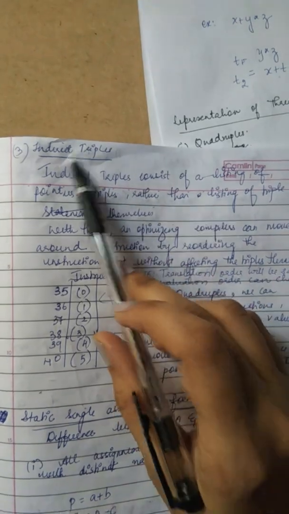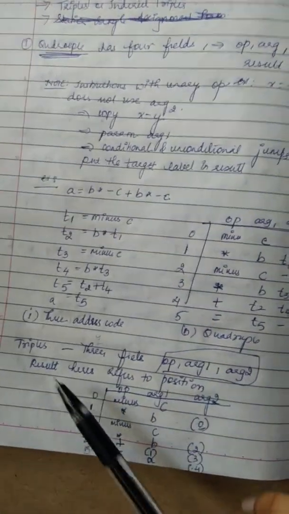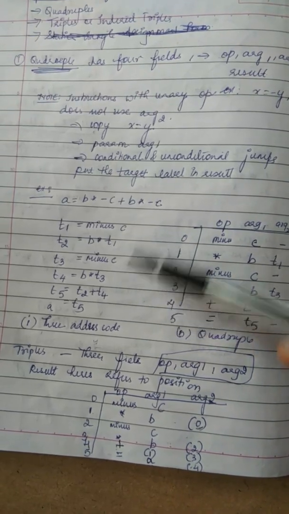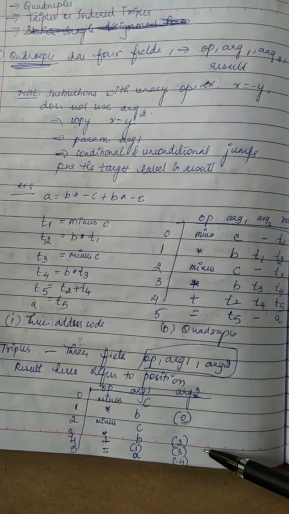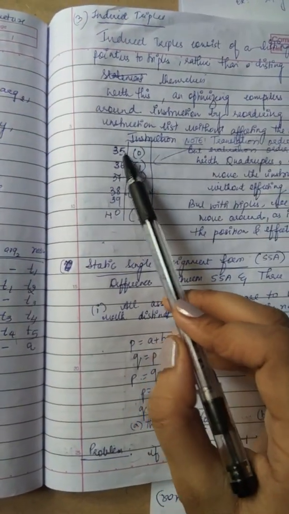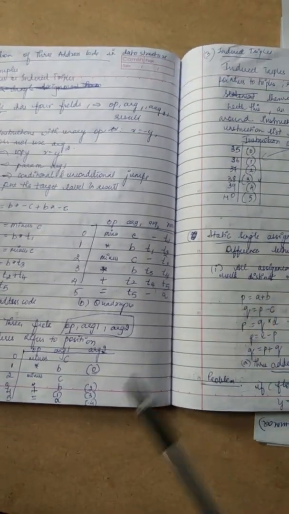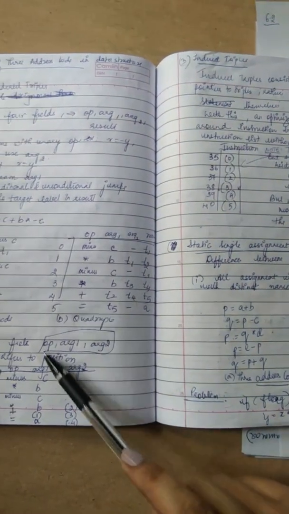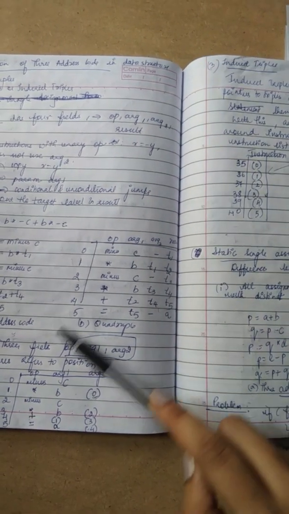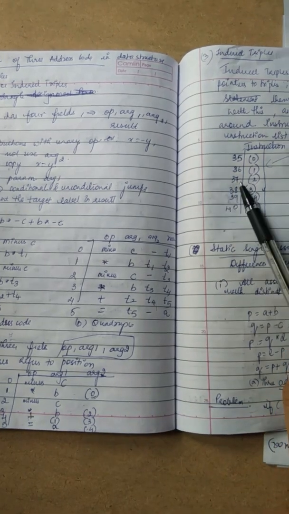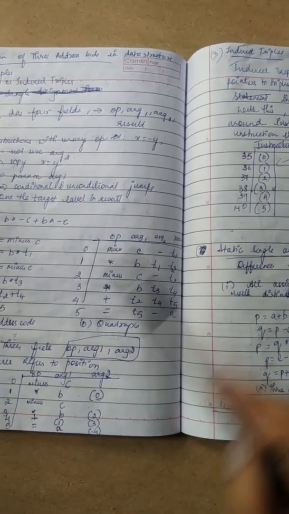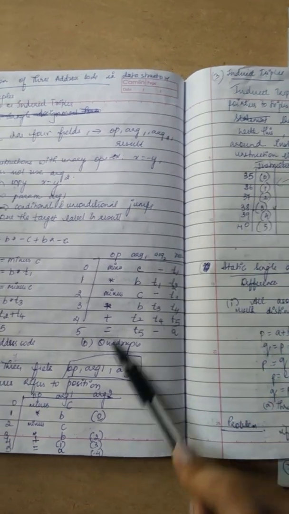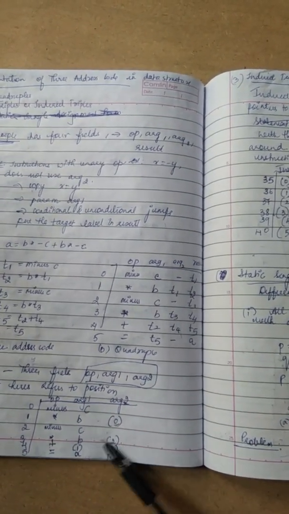Now let me talk about indirect triples. Indirect triples is similar to triples, but there is one thing to overcome the disadvantage that I just mentioned. Since we move the instructions during code optimization, we will create a pointer which is going to point to the triple. Look at this, guys. This is the table, and this is one more pointer that we have created for indirect triples. Here 35 points to row 0, 36 points to row 1, 37 points to row 2, 38 points to row 3. Here we are explicitly using one more pointer to point to the table, whereas in triples we used the pointers within the list itself.